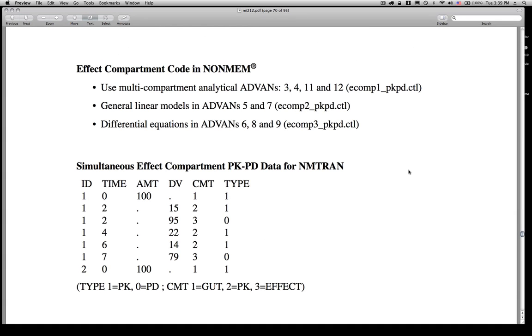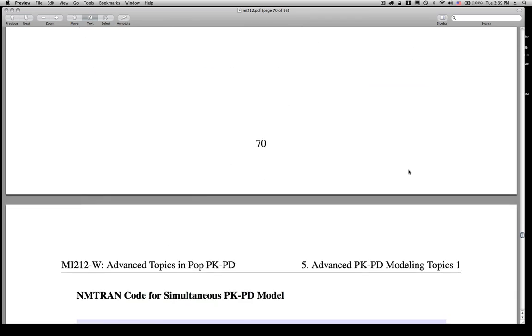I think I have the wrong page here. Page 73, sorry.